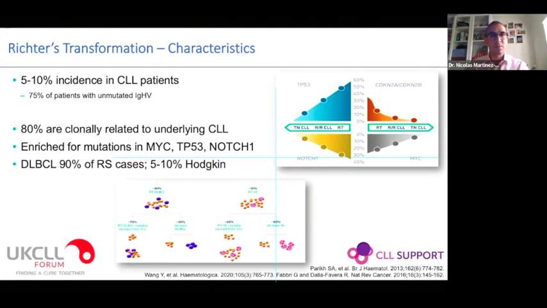That's for DLBCL. For Hodgkin Richter's, it's more debatable because there's less work done on this, but probably about a third or 40% of these are clonally related, and for Hodgkin Richter's, this is clearly less relevant or less important than it is for DLBCL.